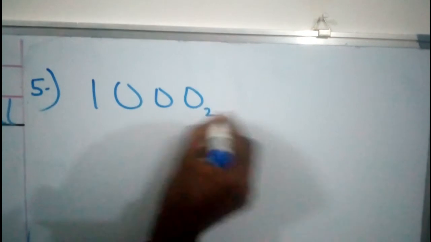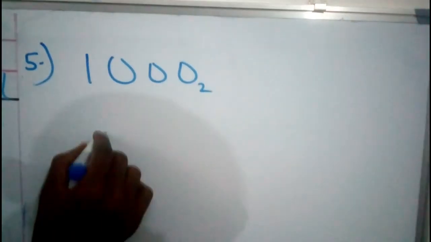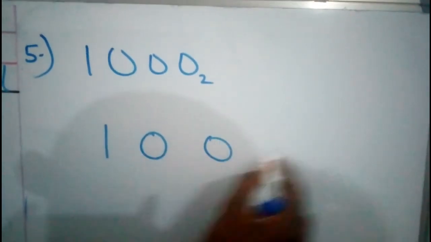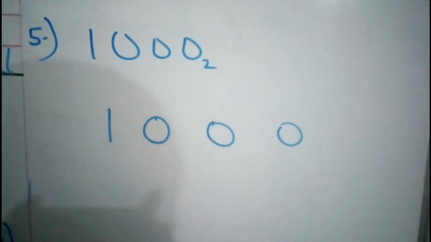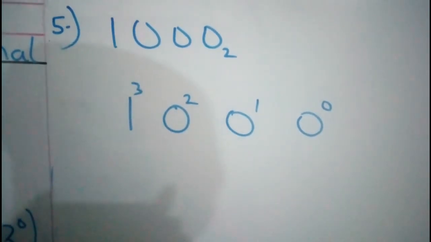Number 5, and this will be our last example for today. 1000 base 2 as a decimal. So let's separate our digits. That gives you 1, 0, 0, and 0. Let's raise it to power starting from the right hand side. This will be power 0, power 1, power 2, power 3. Okay?